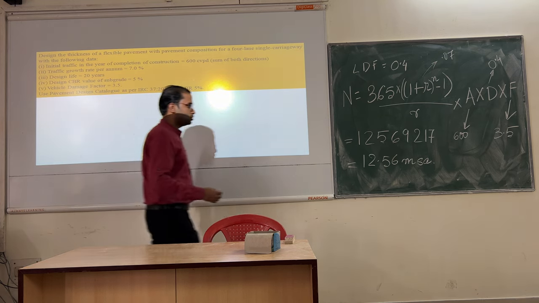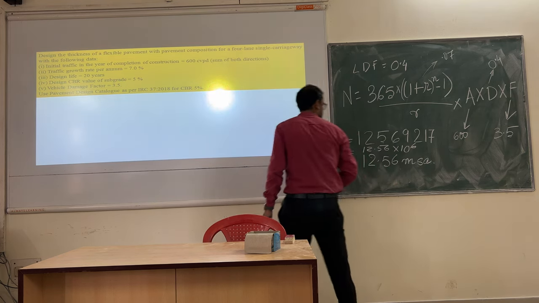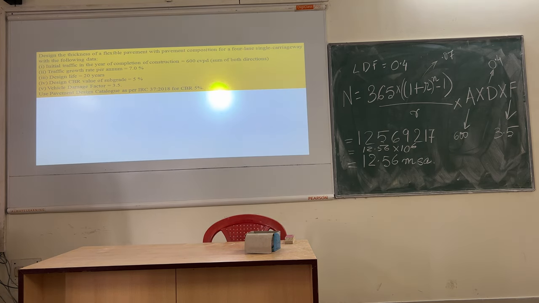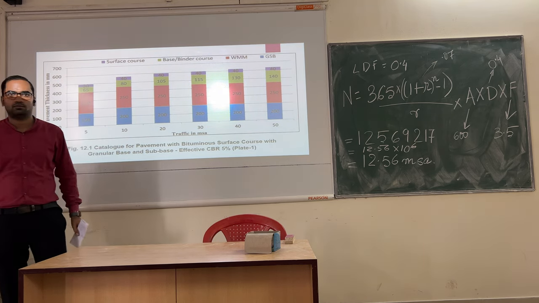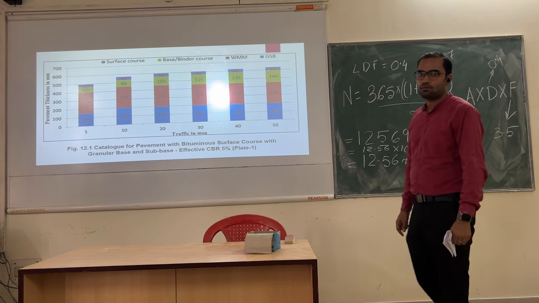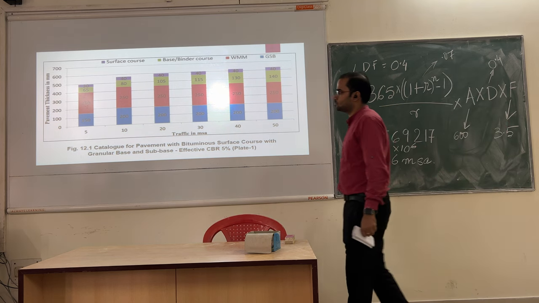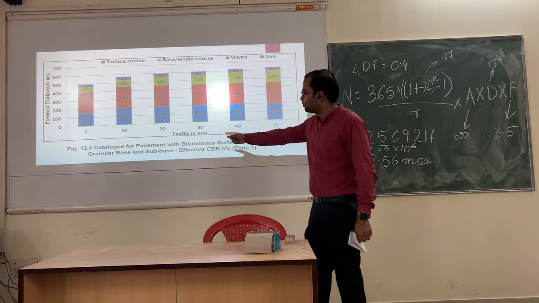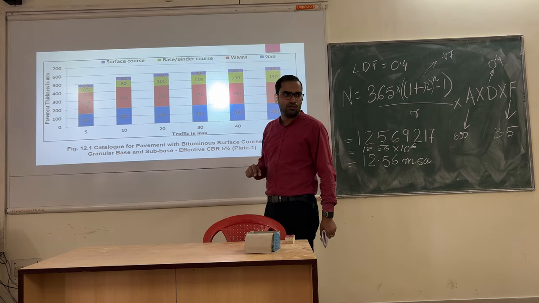Okay. So if we break the value, it will be like 0.4. So after calculating the value, you will get a similar type of graph in the question paper. You have noted down this part? So here you can see this chart is for catalog for pavement with bituminous surface course with granular base and sub-base, effective CBR 5%. So that is given in the question, 5%.